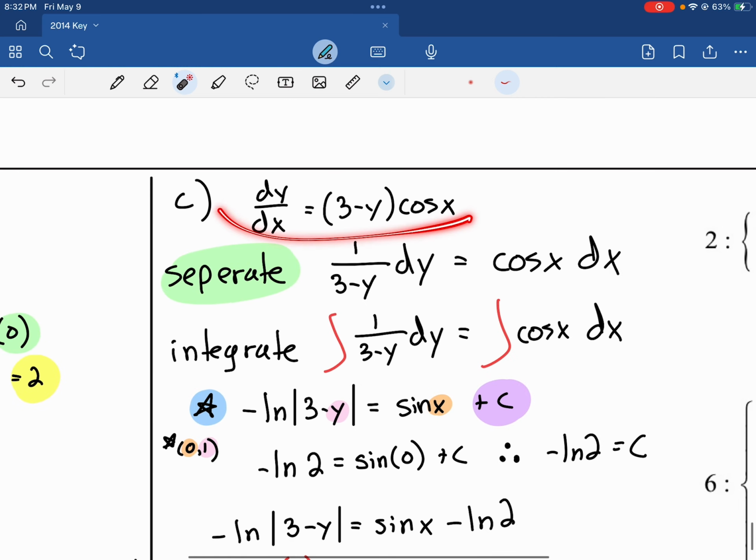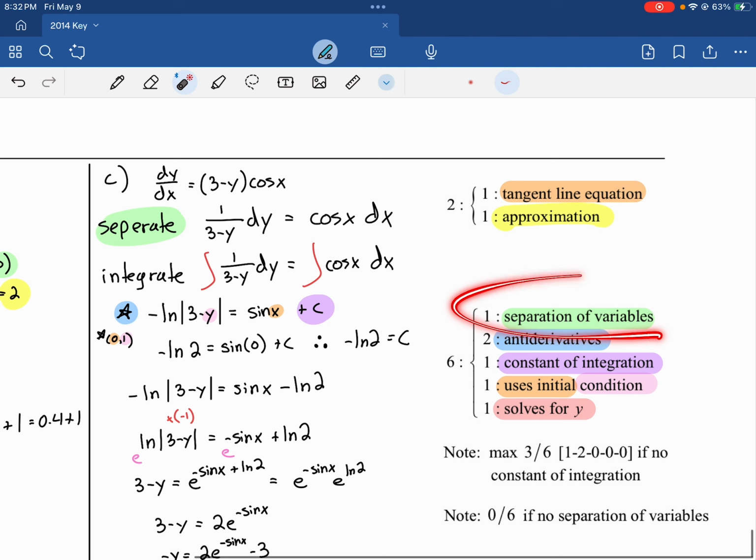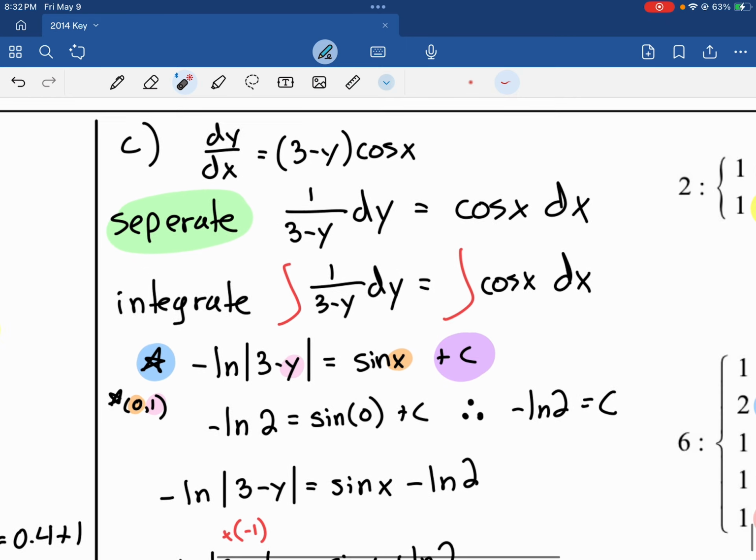I'd start by writing out the differential equation. Separate your variables: x terms on one side, y terms on another. I'm going to divide this to the left side and multiply the dx over. Just by separating, you get a point, and you have to separate to get any points below. So make sure you remember to separate. Then I integrate both sides.